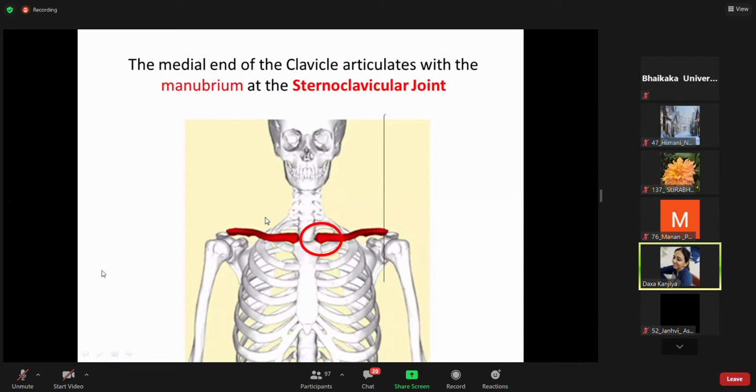Yes. And the movements of the scapula take place at the sternoclavicular joint as well as at the acromioclavicular joint. This includes elevation, depression, protraction, retraction, forward rotation. These are the movements that take place at the sternoclavicular joint.